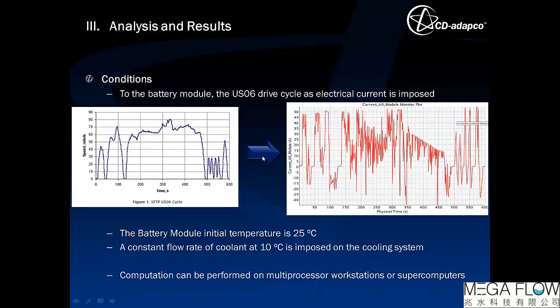The initial temperature for the battery module will be 25 degrees C. The coolant which flows into the cooling channels will be set at a constant flow rate and a temperature of 10 degrees C. And then finally, we can run the simulation on a desktop workstation, multiprocessor, or on a supercomputer.